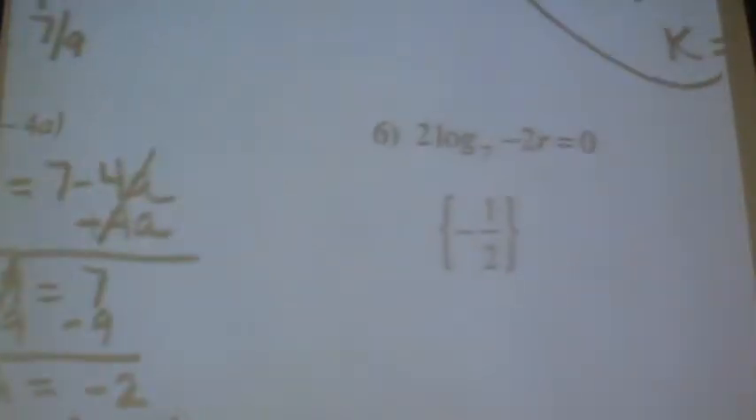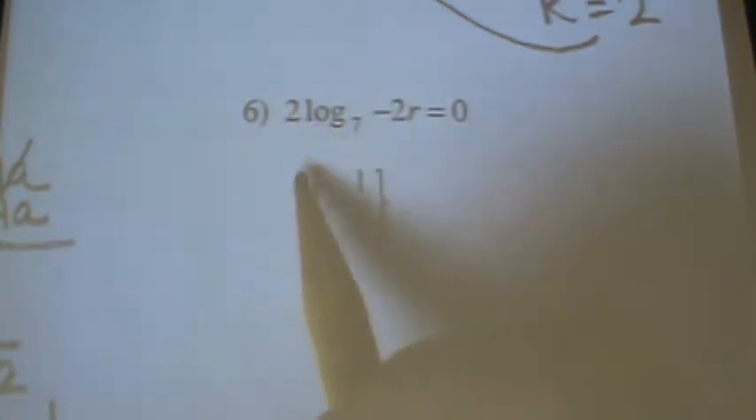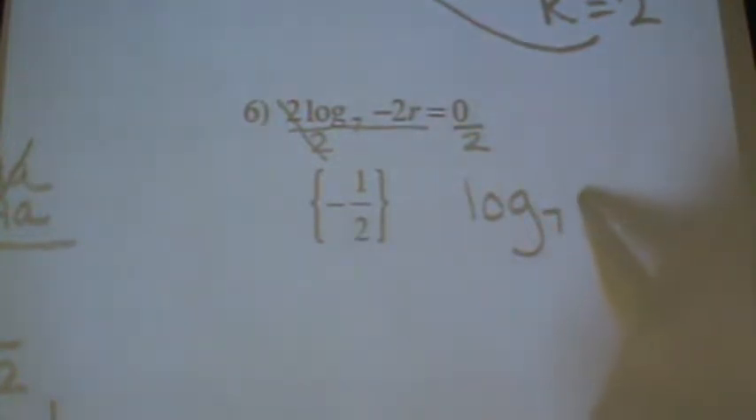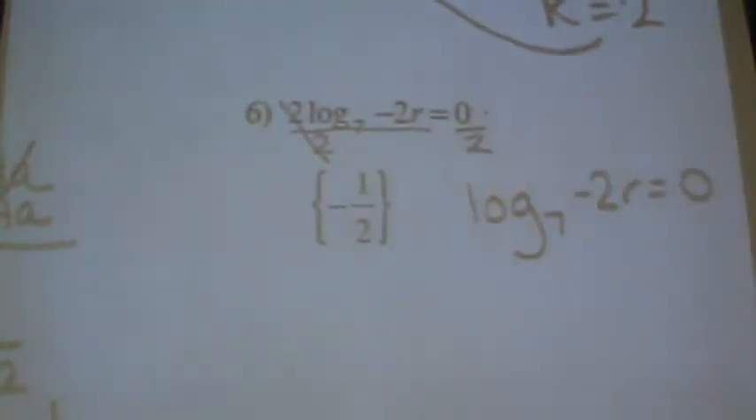Okay. Number 6. I don't like this 2 times. I could back this up as a power, but there's something easier I can do. I can divide both sides by 2. So those 2's cross out. So what you have is the log base 7 of negative 2r equals 0. 0 over anything is 0.